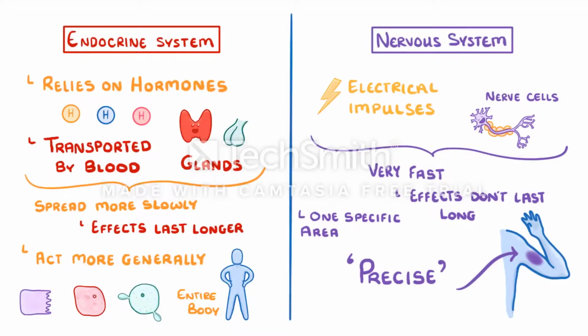Moving along, the difference between the endocrine system and the nervous system is that one releases hormones and the other releases electrical impulses. Hormones are transported in the blood and the other is transmitted along the nerve cells. Hormones spread more slowly and their effect lasts longer, whereas nerve impulses are very fast and their effect doesn't last very long.